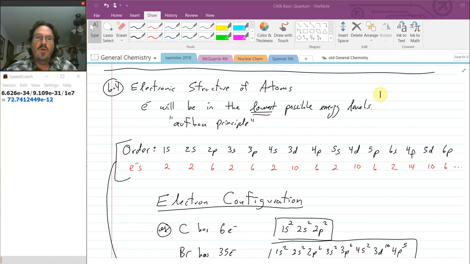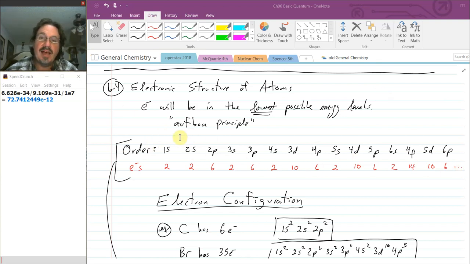The question is, what is the order of these energy levels? I know it goes 1, 2, 3, 4. But remember we talked about before, when you get up to that fourth level and above, they start overlapping a little because you lose that degeneracy and the levels actually start squishing together. And so the order is not quite as straightforward as you might think because of that phenomenon. Here is the order of them.